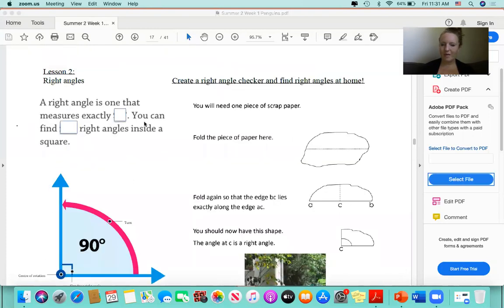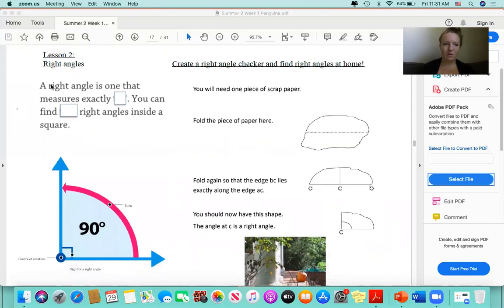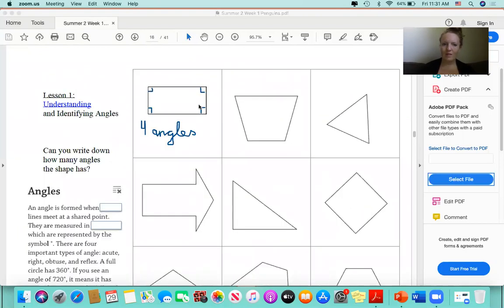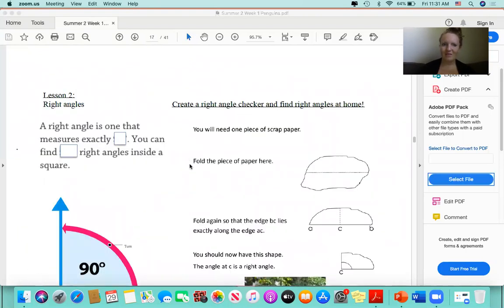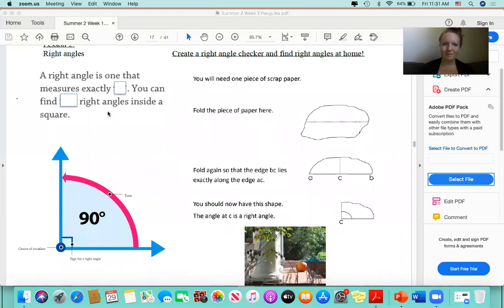Lesson 2 is all about right angles. So a right angle is one that measures exactly how many degrees. You can find right angles inside a square. How many right angles can you find inside a square? Well, this will help you because that was a rectangle, so you can figure that out. Now, you are actually going to create a right angle checker and find right angles at home.